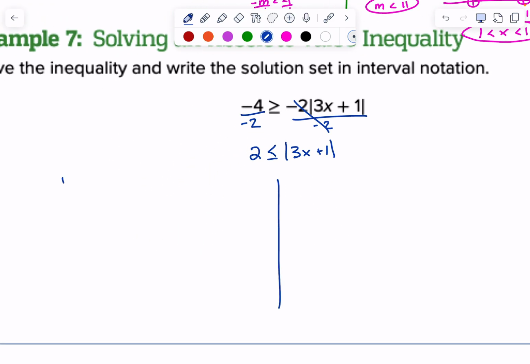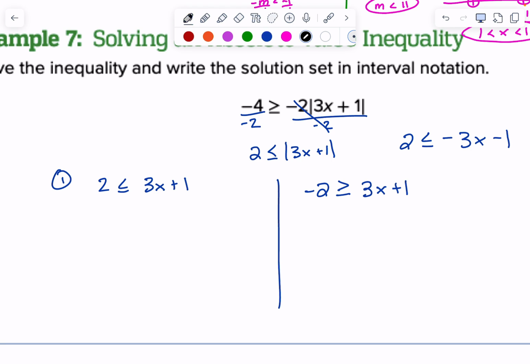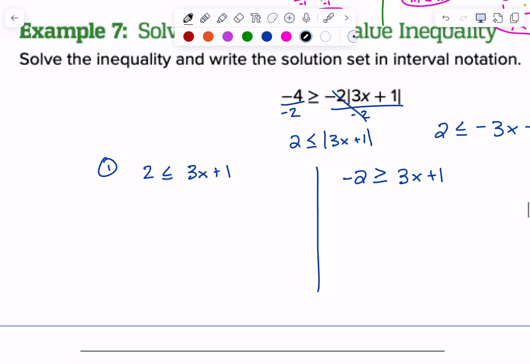First case. 2, less than or equal to, 3x plus 1. Okay? Second case. 2 is less than or equal to -3x minus 1, or -2 greater than or equal to +3x plus 1. So I flipped the sign and I bumped the negative over. That's what I want to do it that way this time, right? So that my x is positive. Make sense? Yeah. I go back and forth. Sometimes I'll do it one way, sometimes I'll do it the other way, right? Okay? Oh, and that was case 2. I forgot to write a 2.